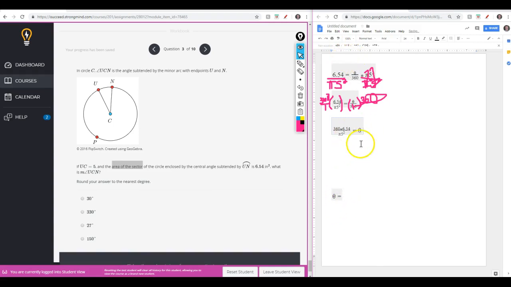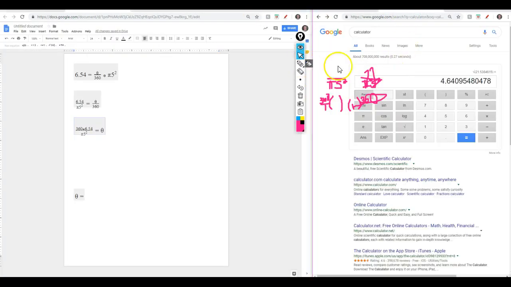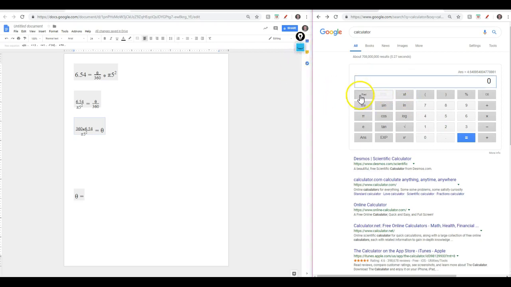So we did reach our goal. We have theta equals this number. I'm going to move that over, and I'm going to use the calculator. I'm going to make sure that I'm in degrees, so I moved this little toggle. If it's RAD, please make sure it's in DEG, which stands for degrees.